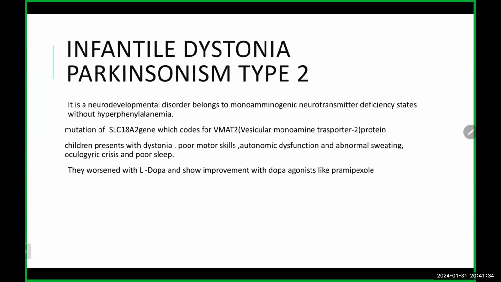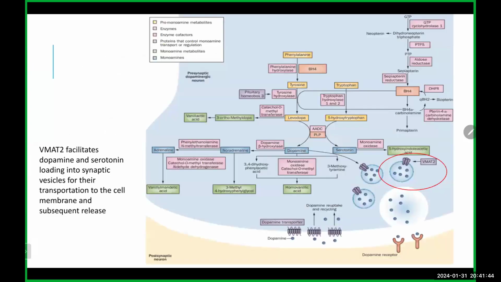For this child, we started with L-DOPA. There was no improvement. They worsen with L-DOPA and show improvement with dopamine agonists like pramipexole. So here, in this pathway, phenylalanine will be converted into tyrosine, then levodopa, then dopamine. VMAT2 basically facilitates dopamine and serotonin loading into the synaptic vesicle for their transportation to the cell membrane and subsequent release. So here VMAT2 is mutated because of SLC18A2.